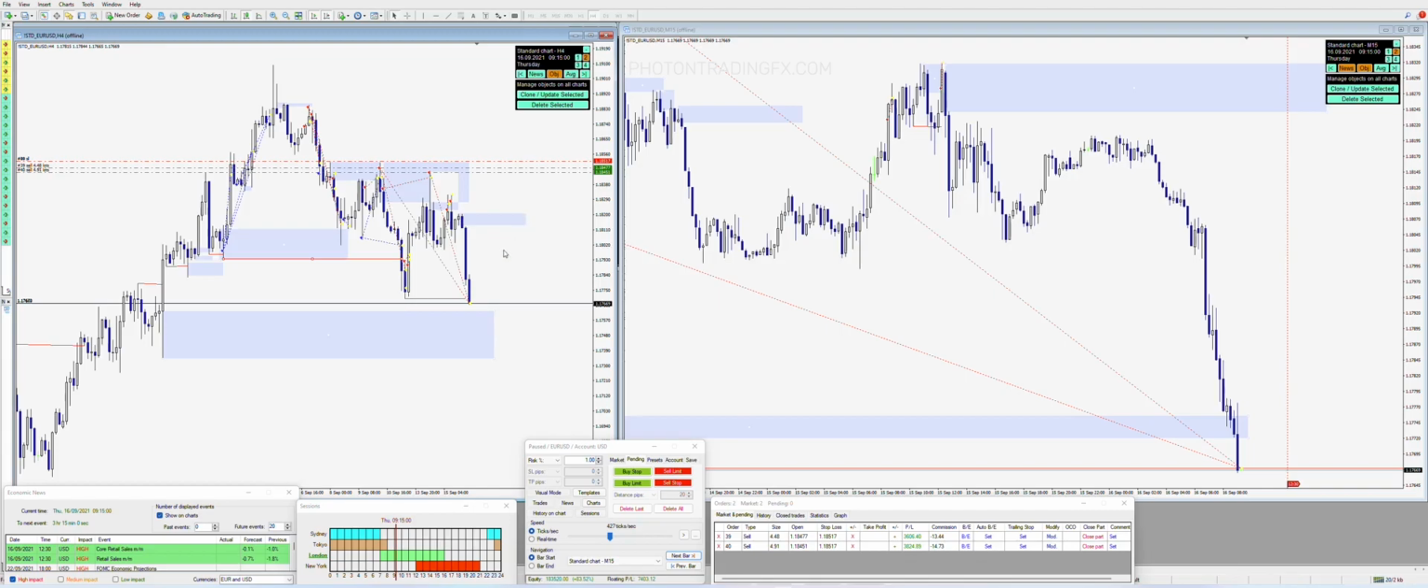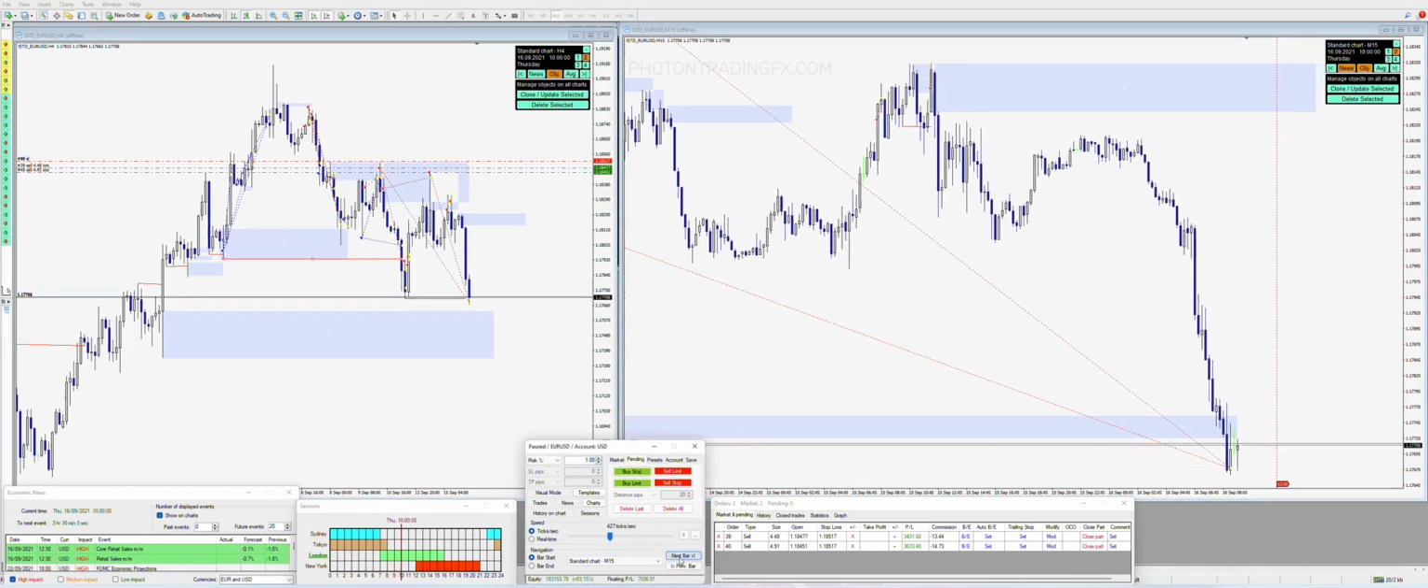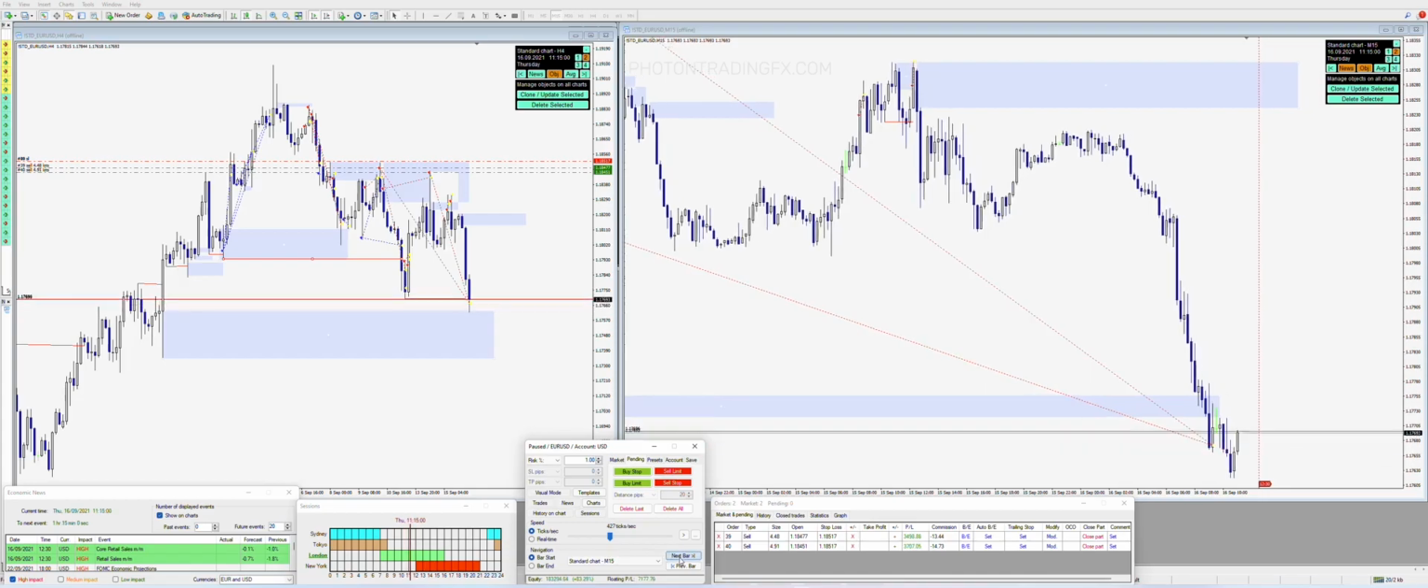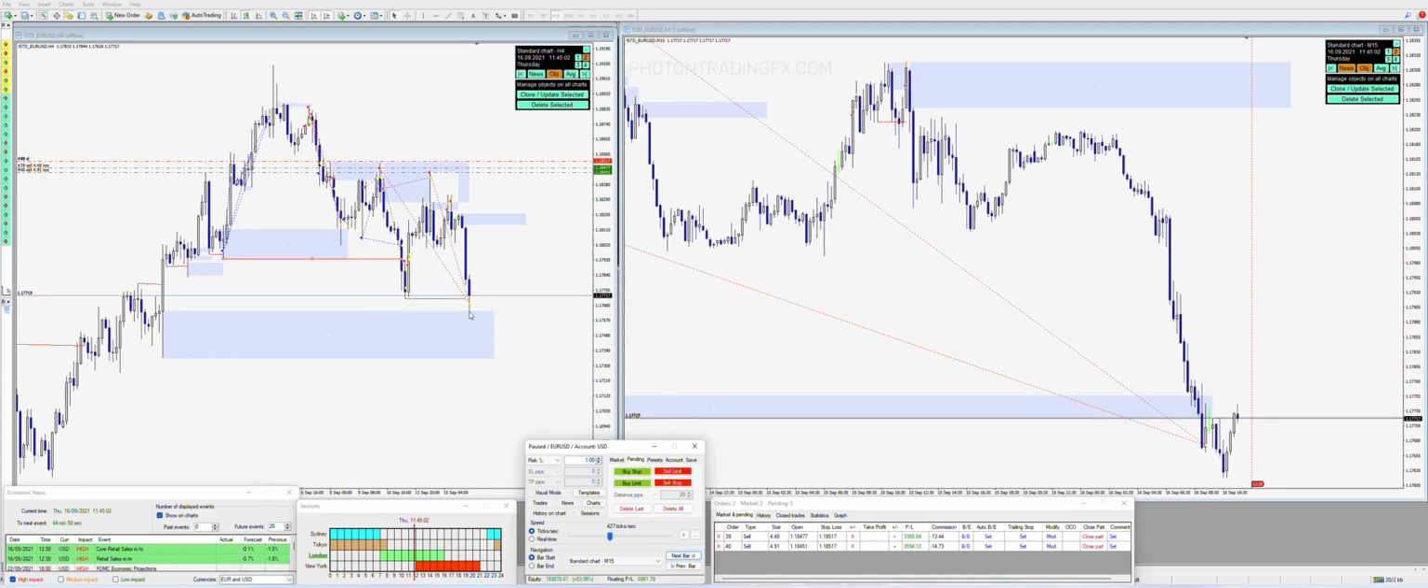I don't really like this 4-hour POI because it didn't sweep liquidity and it doesn't have any inducement in the leg, but yeah, we'll see how price is even when it potentially comes back up to that. So let's see how we react when we come into the market. Okay, we tapped into that 4-hour wick. We've got a bullish change of character.